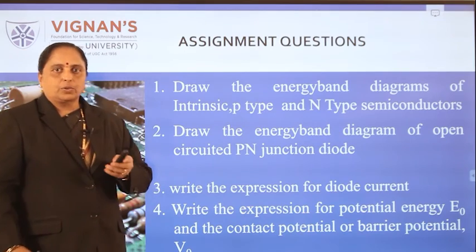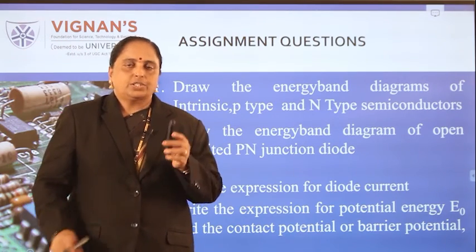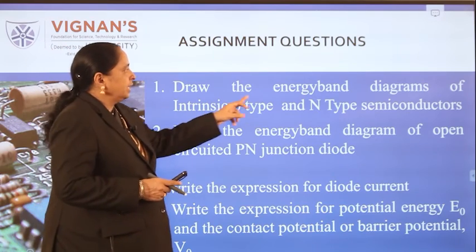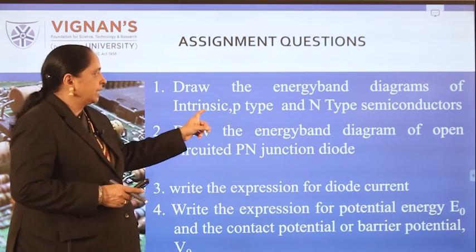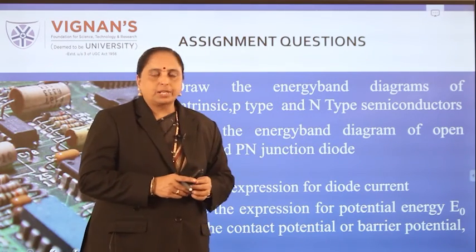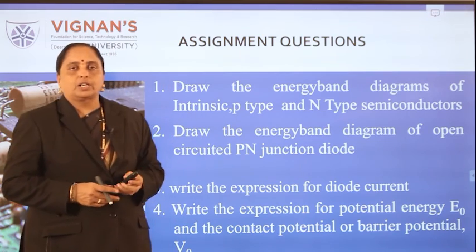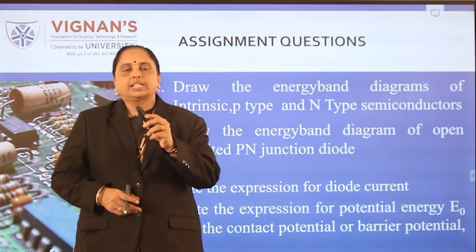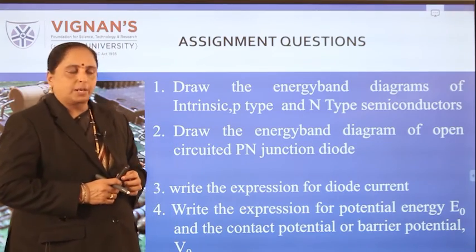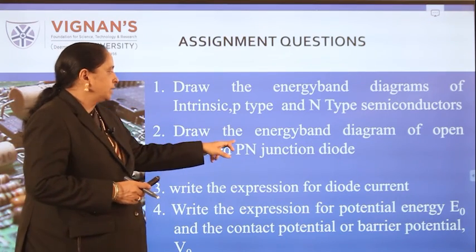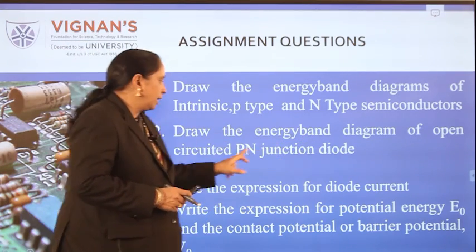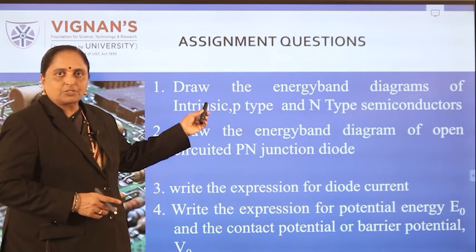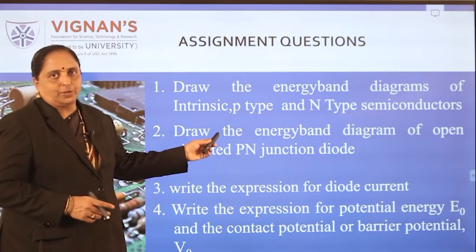Now, these are the assignment questions based on the energy band diagram and the diode current equation. The energy band diagram of intrinsic, P-type and N-type semiconductors is a very important question, because from this knowledge only you can draw the energy band diagram of an open circuited PN junction. Next one, draw the energy band diagram of an open circuited PN junction. If you are familiar with the first question, the second question will be easy for you.